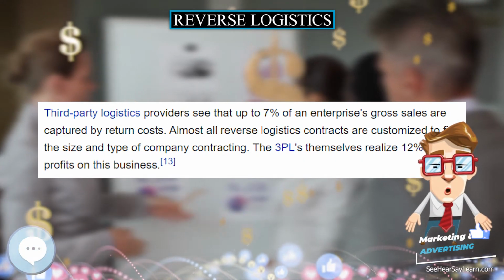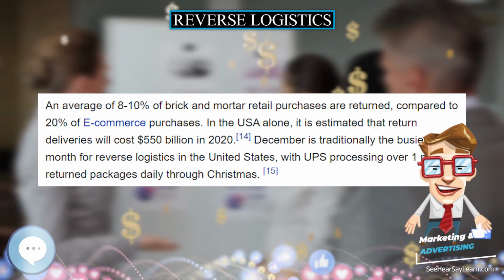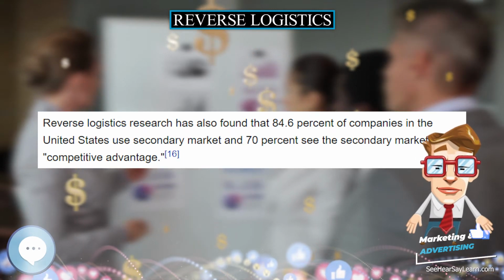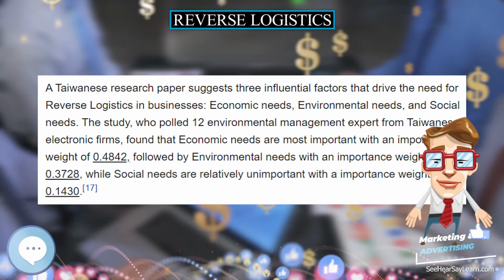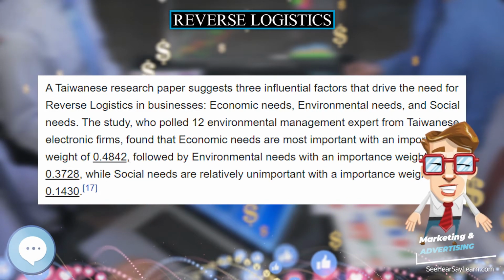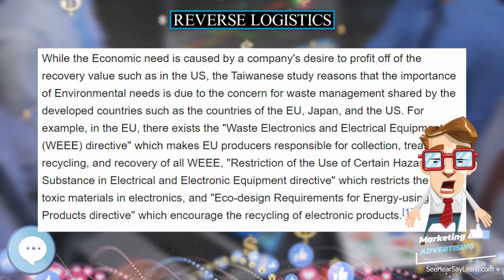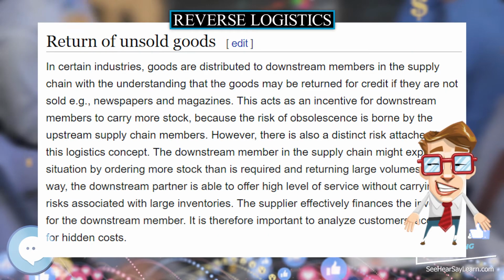Return of unsold goods. In certain industries, goods are distributed to downstream members in the supply chain with the understanding that the goods may be returned for credit if they are not sold, for example, newspapers and magazines. This acts as an incentive for downstream members to carry more stock, because the risk of obsolescence is borne by the upstream supply chain members.